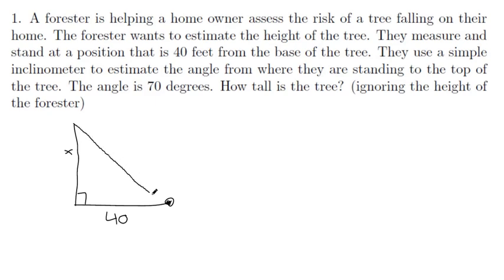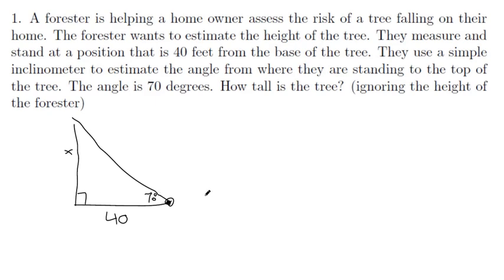So you can imagine a right triangle, because it says the forester is using an inclinometer to measure the angle to the top of the tree. So that means the forester standing right here uses a device to look at the top of the tree, and it says that it's 70 degrees from where he's standing to the top of the tree.